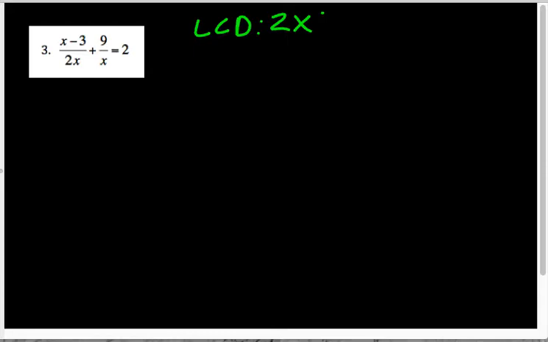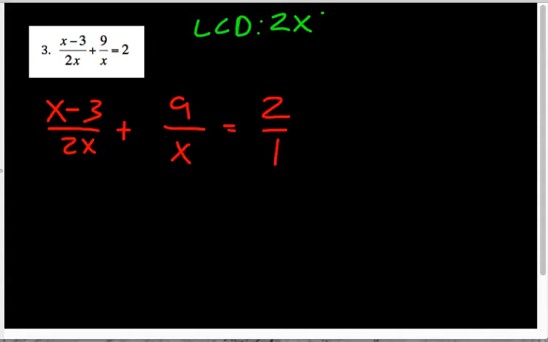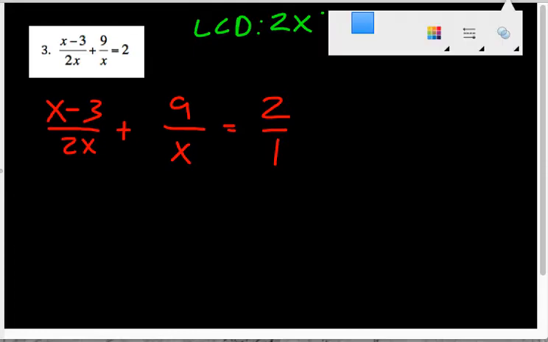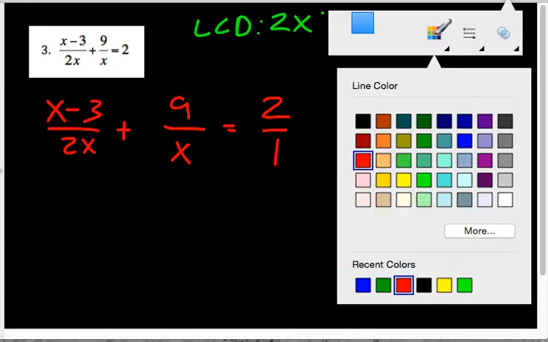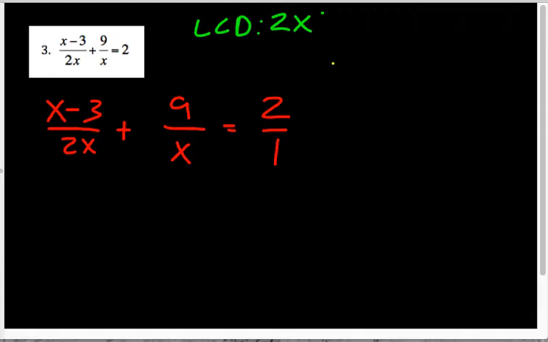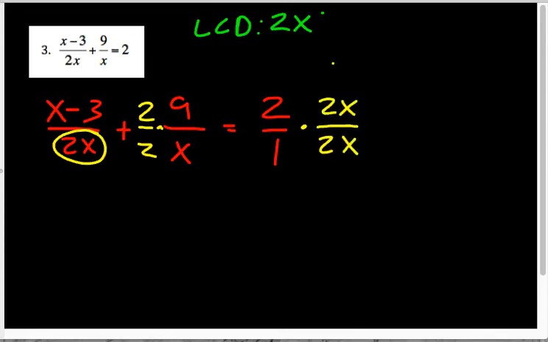So I'm going to take x minus 3 all over 2x plus 9 all over x equals 2 all over 1, and start breaking that down and getting a least common denominator. I already have a 2x here, so I'm good. Here I'm going to have to multiply by 2 over 2. Over here, I just have the 1, so I'm going to have to multiply by the whole thing, which is 2x in this case.